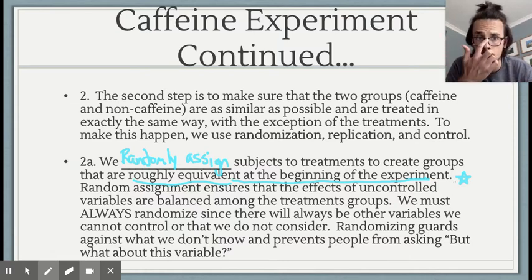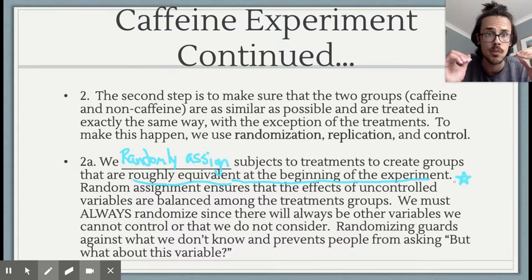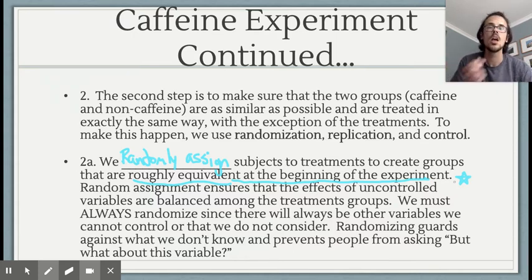Why does that matter? If they were randomly assigned, you should get about the same number of athletes, the same number of caffeine people in each group. Okay? Is it possible that you get a few more in one than in the other? Well, yeah, it is. It could work out that way. But if you have enough data, you're going to be okay.